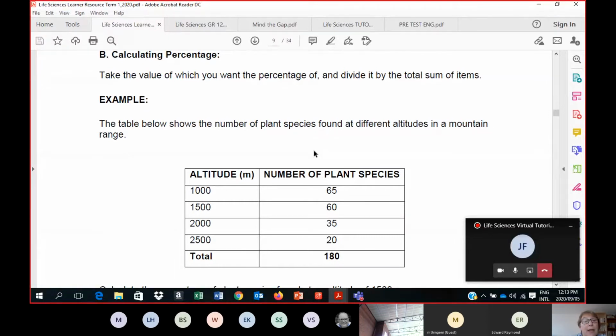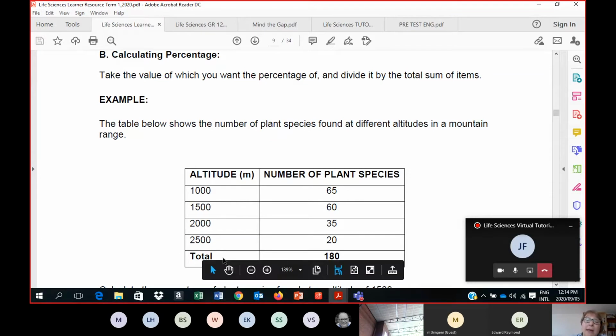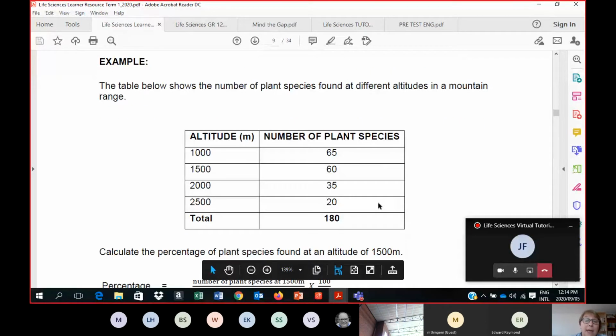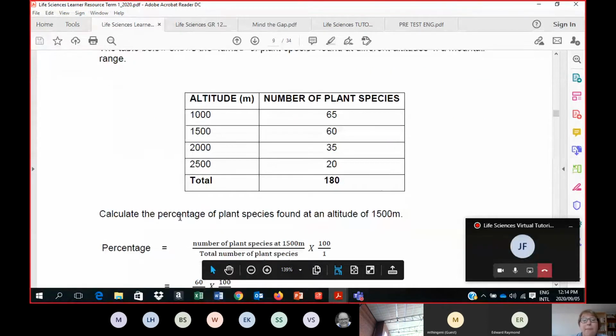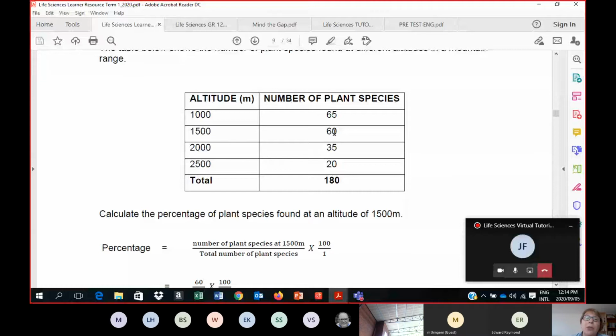Right, so here you've got a table. Again, now we've got altitude in meters and number of plant species. So here it says calculate the percentage of plant species found at an altitude of 1,500 meters. So we can't just write 60. We want to know what percentage of the total is found at a height or altitude of 1,500 meters.